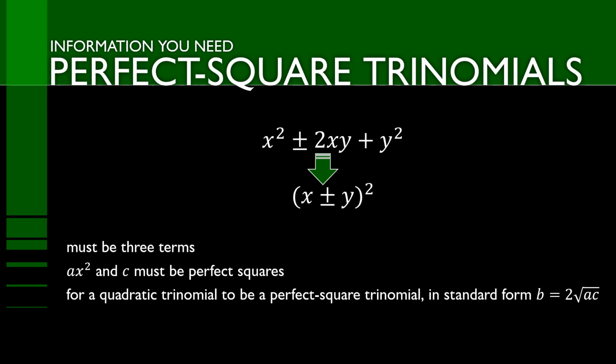Then for a quadratic trinomial to be a perfect square trinomial, in standard form, b has to equal 2 times the square root of ac. That means we take the a value and the c value, multiply them together, then take the square root of that and multiply it by 2, and that's going to be the b value. You're going to see how this works in just a little bit when we actually start doing some of these. And then the sign, like I said earlier, is always going to be the same as the sign in front of the bx term.